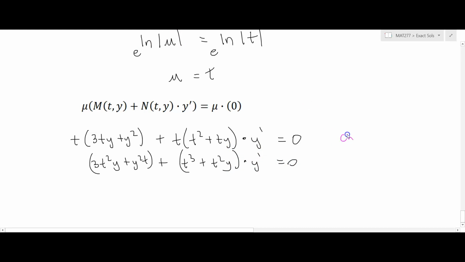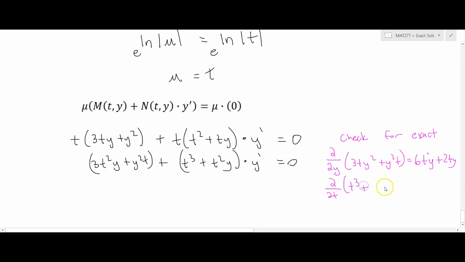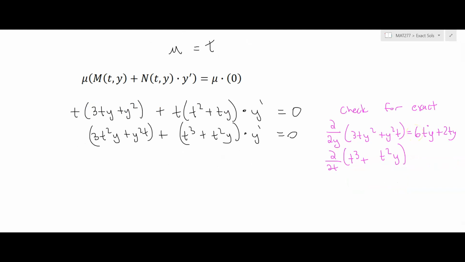And just to check for exact, if I take the derivative with respect to y, M sub y, so if I take the derivative of this with respect to y, 3ty squared plus y squared t, I will get 6ty plus 2ty. And if I take the derivative with respect to t of N, which is t cubed plus t squared y, or am I mixing these up? Nope, a little tiny error here.